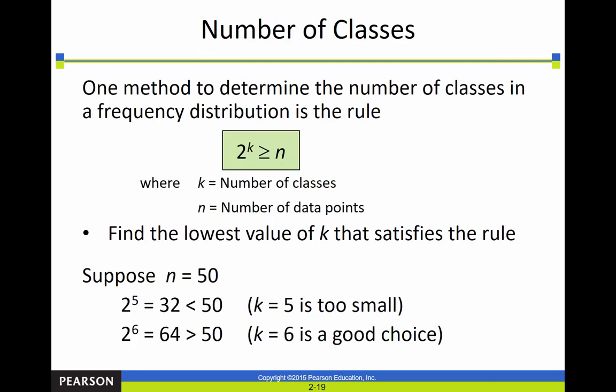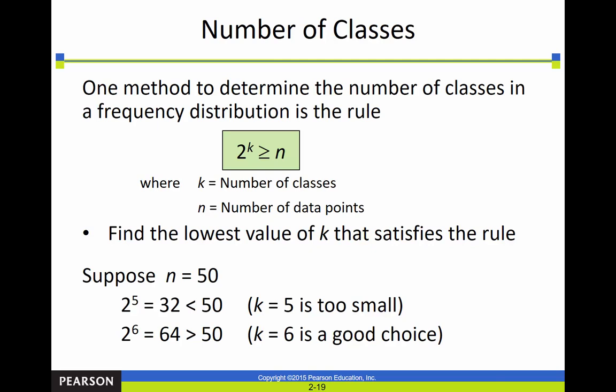So here's a method that they're going to have you use for the homework for determining the number of classes in a frequency distribution. Here's the rule. 2 to the k is greater than or equal to n. So we're going to find the lowest value of k that satisfies the rule. Okay? So if our n is the number of data points, so in our example we had 50.